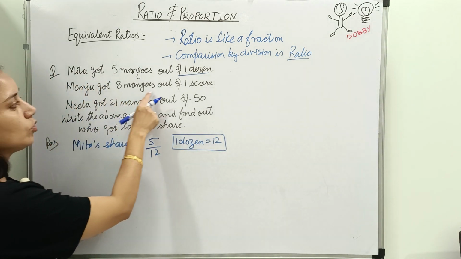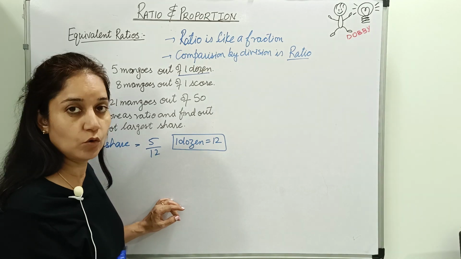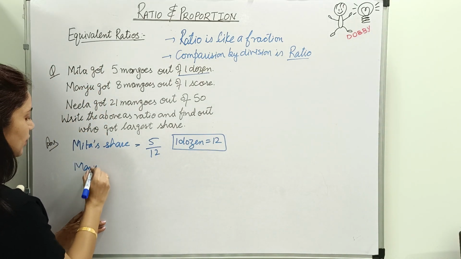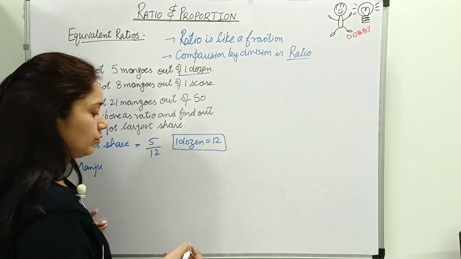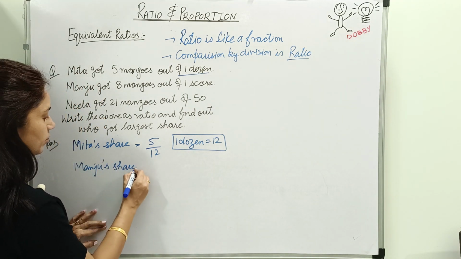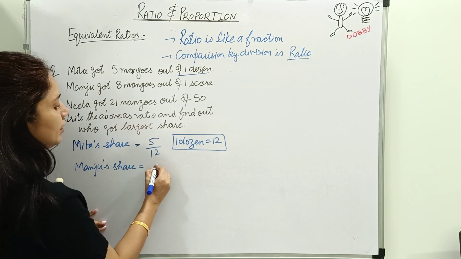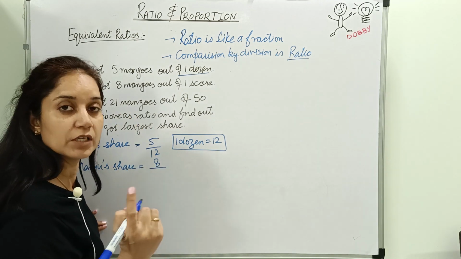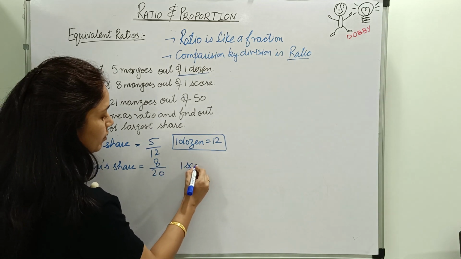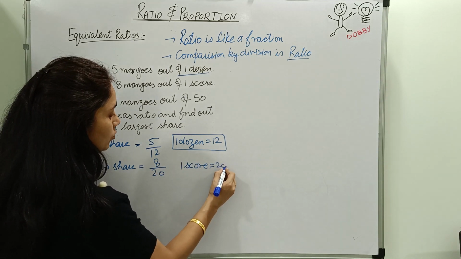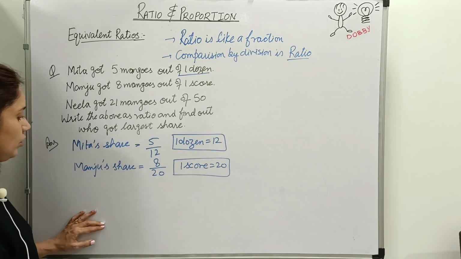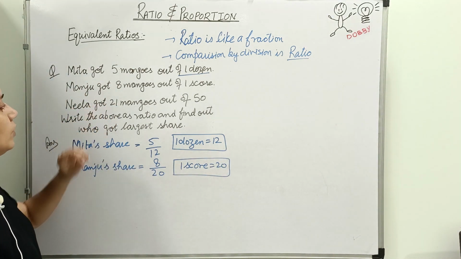Next, Manju got 8 mangoes out of 1 score. Tell me, what is 1 score? This we have studied earlier. Manju's share is 8 out of 1 score. 1 score means 20, so I am writing here 1 score equals 20. This is Manju's share.